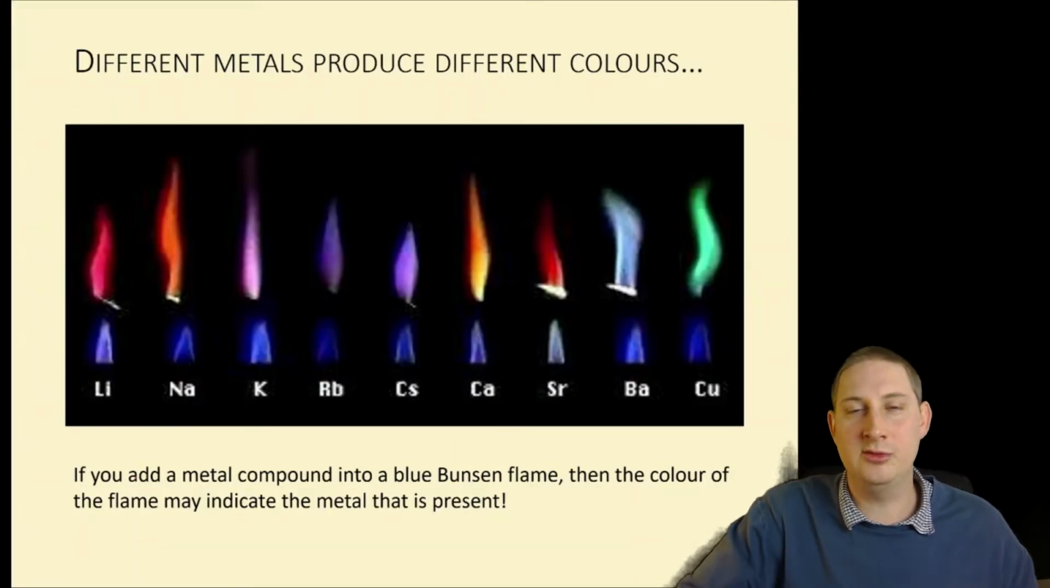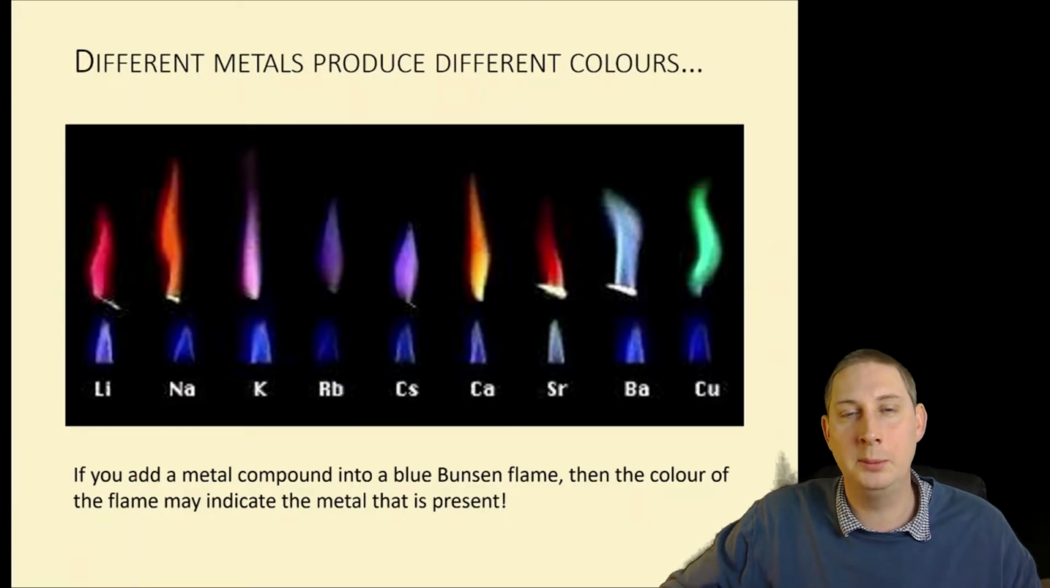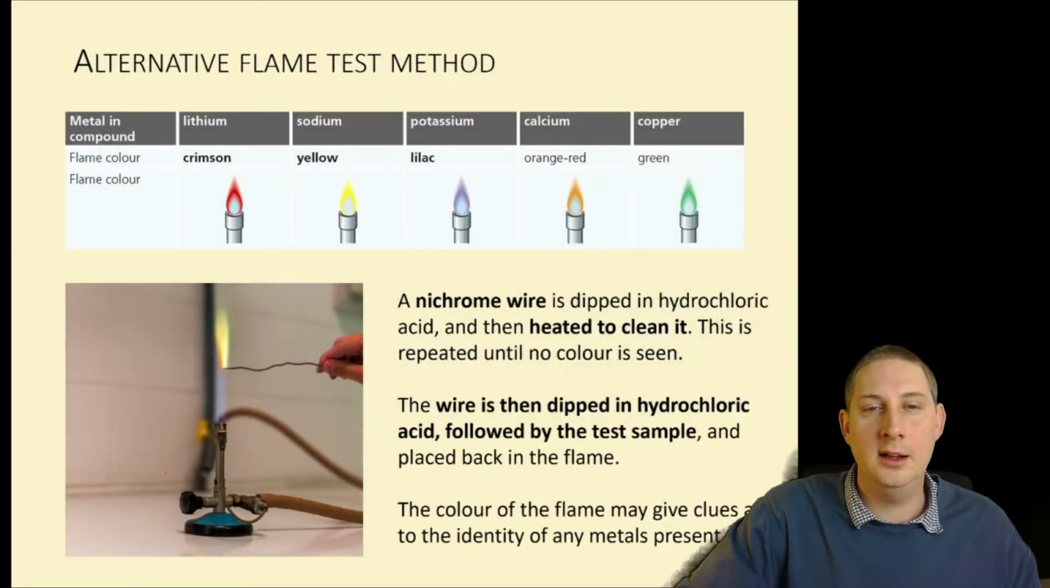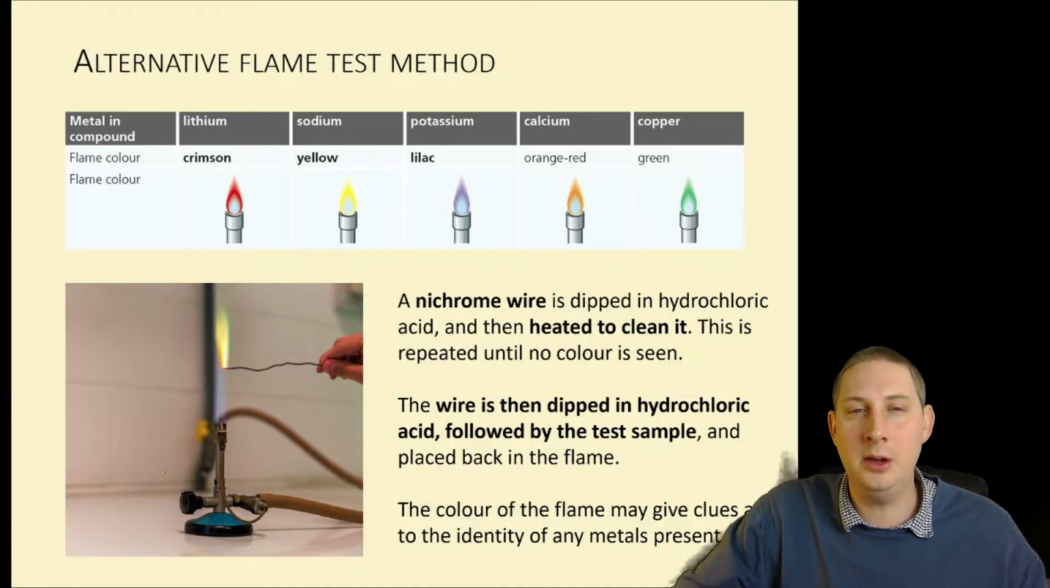So, just to recap, the flame test works on the fact that different metals produce different colours when put into a Bunsen burner. There is an alternative method that is sometimes described at GCSE. This is the method that's used at A-level, but don't be thrown if this method is used instead.